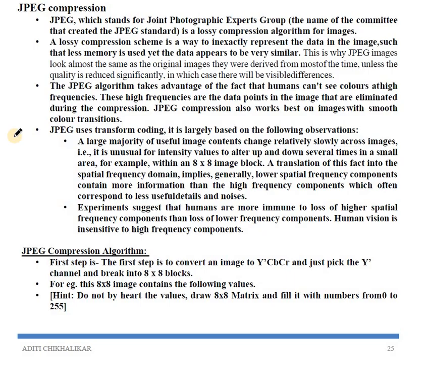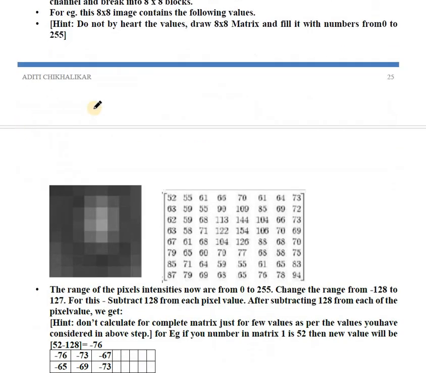Now once this conversion is done, we divide our image into small blocks, and the size of every block is 8 by 8. So the first step is convert the image into YCbCr format and divide the image into 8 by 8 blocks. Now let us understand what happens after this. So this 8 by 8 block will look something like this. Now no need to byheart this for exam. Just draw an 8 by 8 matrix like this and fill in some values which are in the range of 0 to 255.